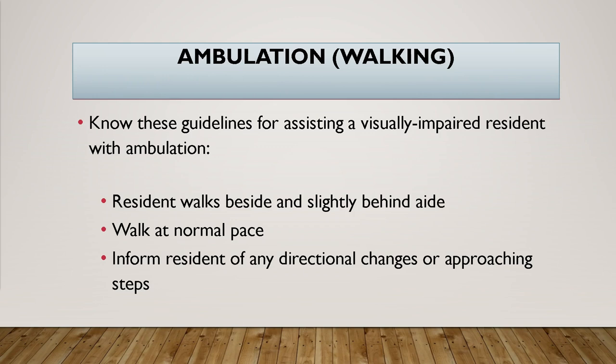Ambulation is the medical term for walking. Some residents will not require assistance with ambulation, others will. If working with a resident that is visually impaired, keep in mind that the resident may want to walk next to you or slightly behind you and use you as a guide. You should walk at a pace that is normal for the resident. If you see potential changes in the path, such as needing to turn or approaching steps, you should give warning to each resident.